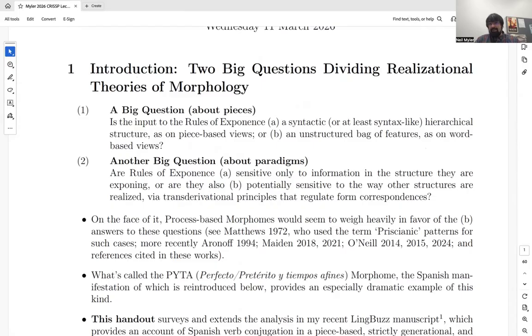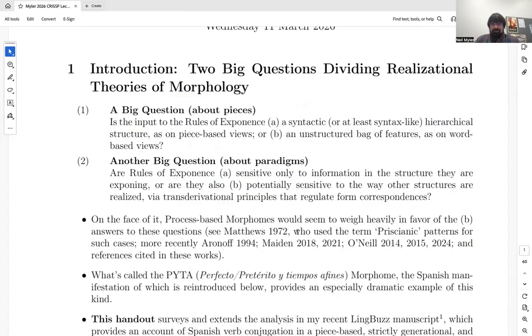So if you're in a non-realizational theory of morphology, like the version of morphology as syntax, the original version, as it were, the one practiced by Richard Kane and Chris Collins, then these questions don't arise. But they do for the rest of us. And on the face of it, process-based morphomes, in the sense that I introduced last time, would seem to weigh very heavily in favor of the B answers to these questions.